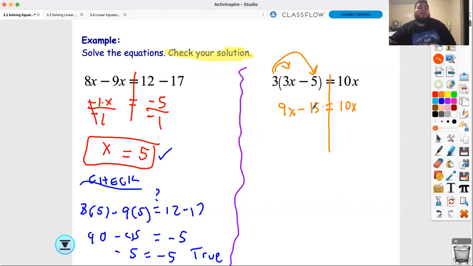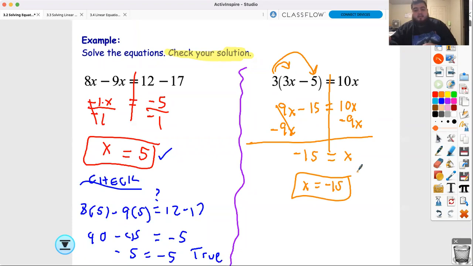So I'm going to go ahead and move the x's to the right. So I'm going to move 9x to the right side. So the opposite of positive 9x is negative 9x. So then I get negative 15 equals 10x minus 9x, which is just x. So then I get x equals negative 15, and I'm done. But now we have to check it, right? So we're going to plug it into the equation.